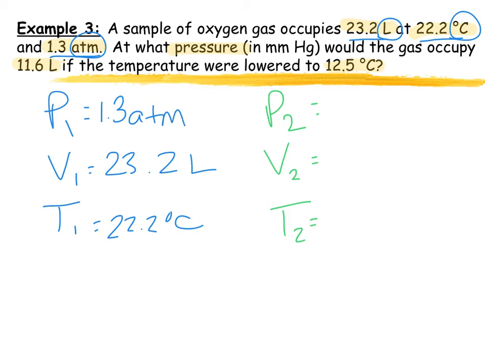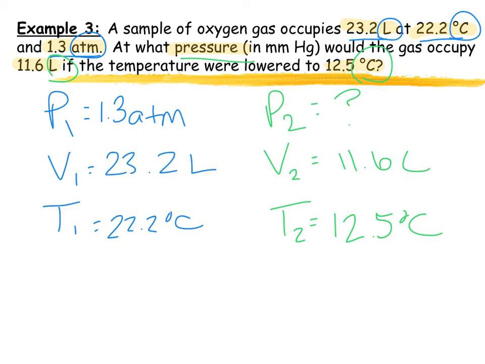In the second sentence, we have our final conditions. We're solving for the pressure, that is our unknown. The 11.6 liters would give a volume, 11.6 liters, and again, degrees Celsius is temperature, so we'll use that for T2, 12.5 degrees Celsius. So I have my associations.